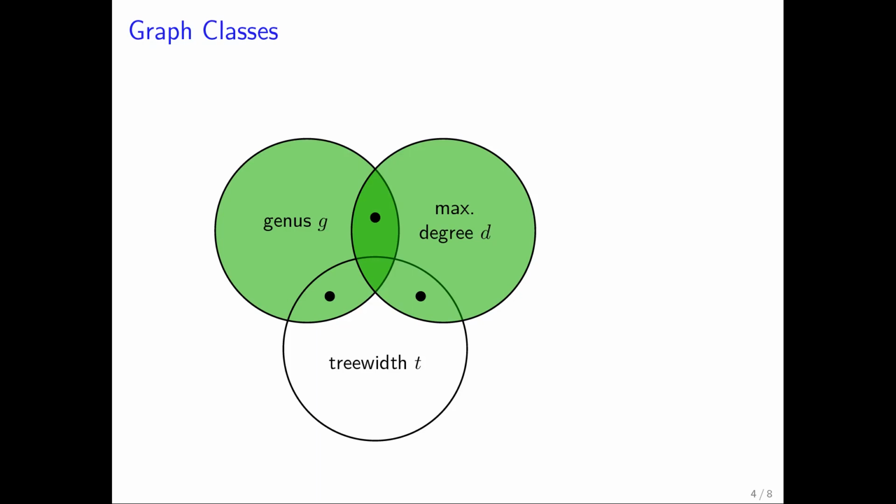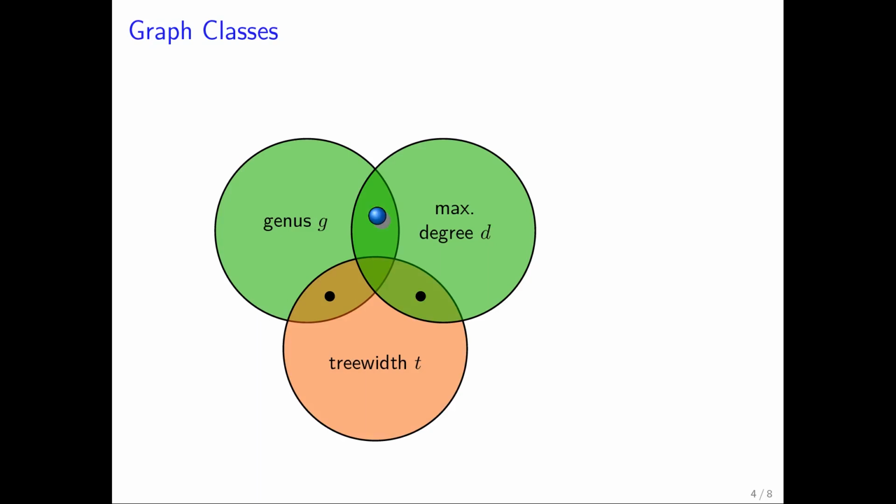For graphs of genus G, this algorithm will be presented at this ICALP by my colleague Daniel Neun, and for maximum degree D, there's an algorithm given by Grohe, Neun, and Schweitzer. I want to talk about treewidth in this talk. Okay, let's give some examples.